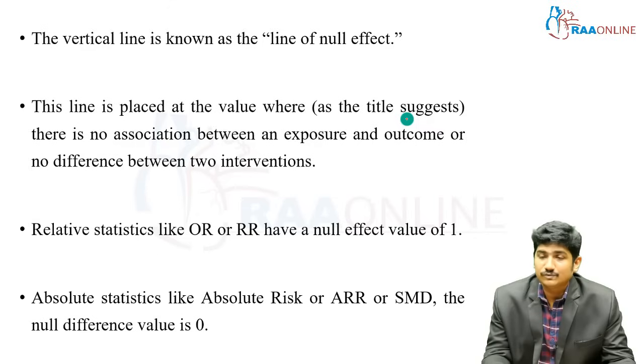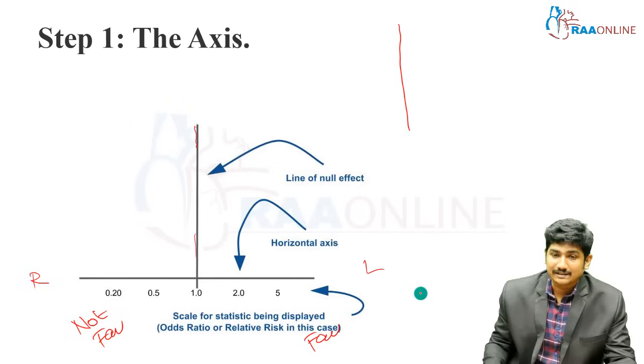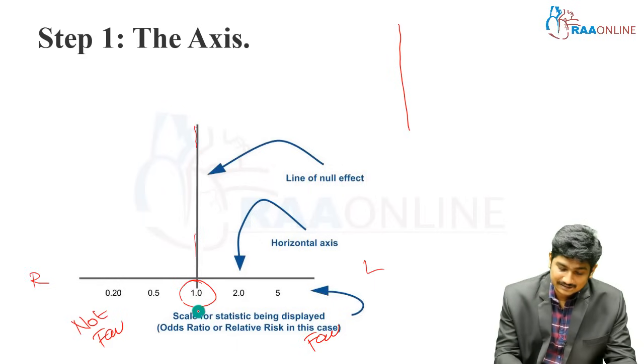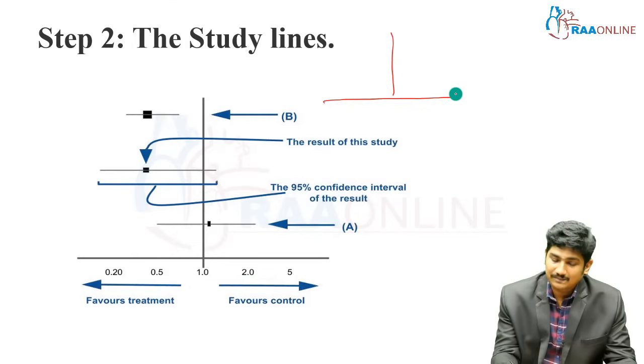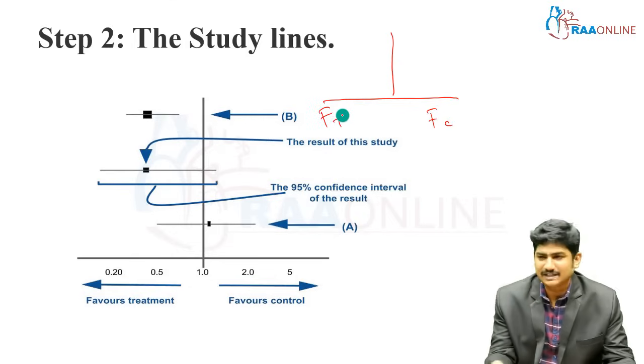This line is placed at the value where there is no association between exposure and outcome, or no difference between the two interventions under study. You need to understand that relative statistics like the OR or the RR have a null effect value of 1, the central value of 1. But absolute statistics like AR, ARR or SMD have a null difference of 0, that is this point, okay? In certain groups you will see 1.0, in certain groups it will be 0.0. So now we have drawn the central line, the line of null effect, and the horizontal line. The horizontal axis is marked as favors treatment and favors control, either way it can be.